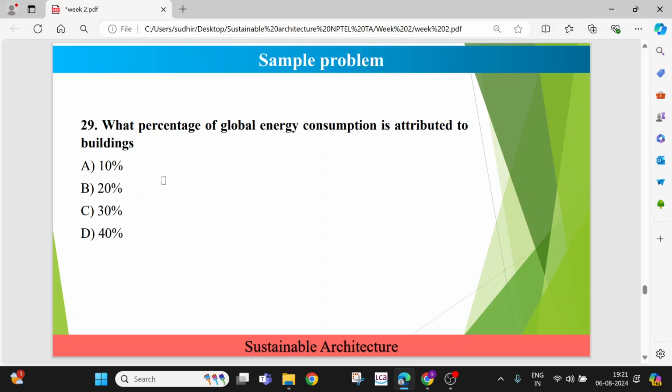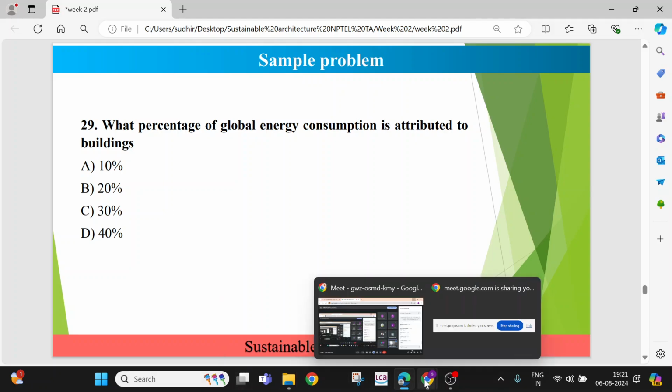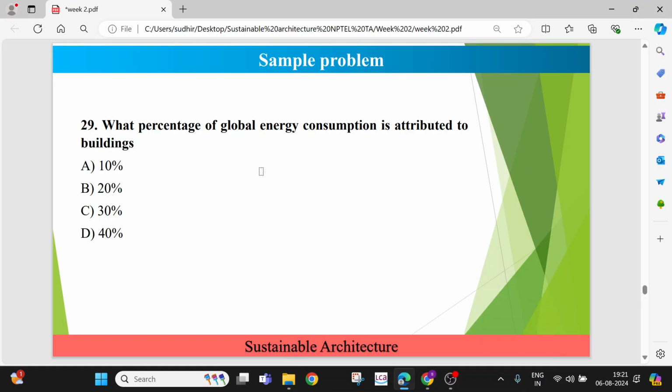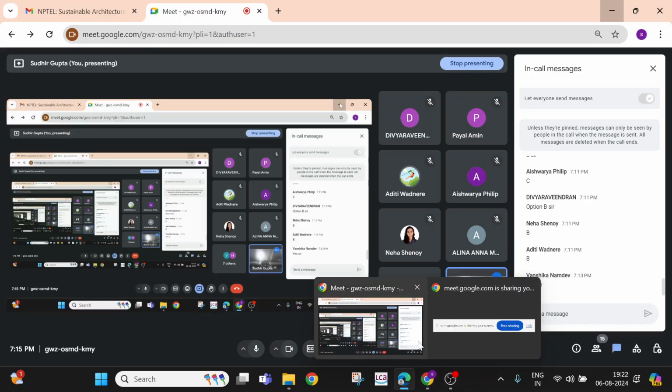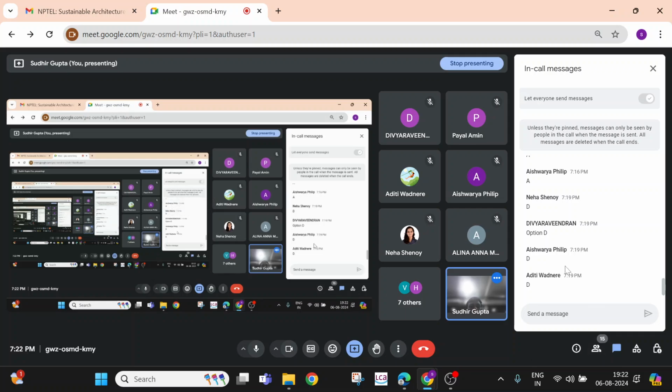Neha: Option D, sir. D. Waiting for others to respond and give their answers, because as they are also participating in today's problem solving session, they should also actively participate and give their answers. Whether it is wrong or right, that is not the matter of concern. At least they will be trying and rectifying if it is wrong. So Anshika, Aditi, Aishwarya all have given option D.